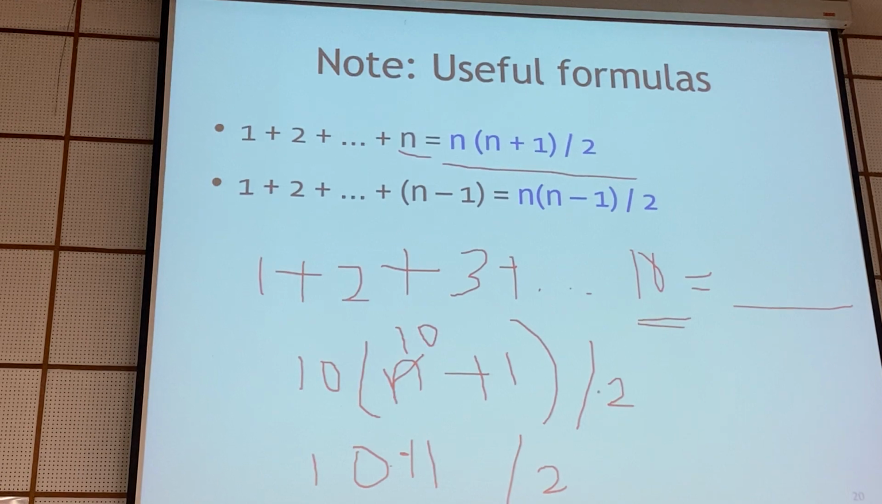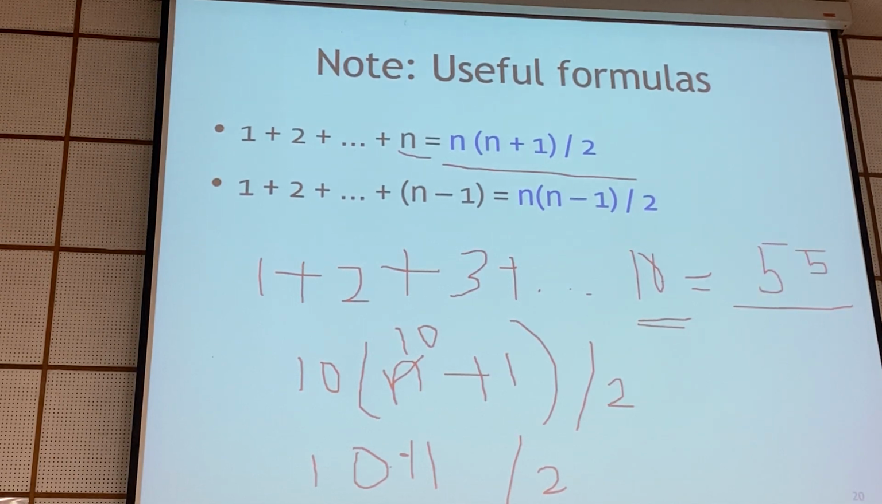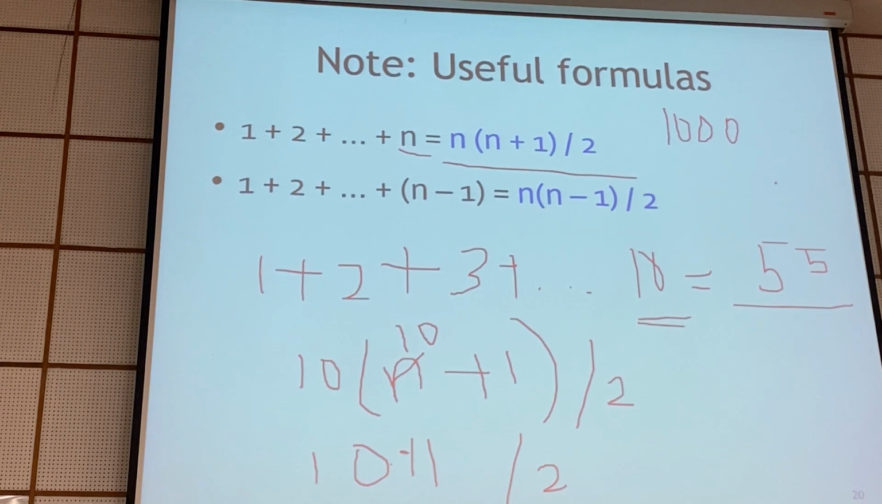Is it correct? How much? 55. Alright. So similarly, if I were to increase the n value to 1000, do you think you can do it quickly? Yes, isn't it?